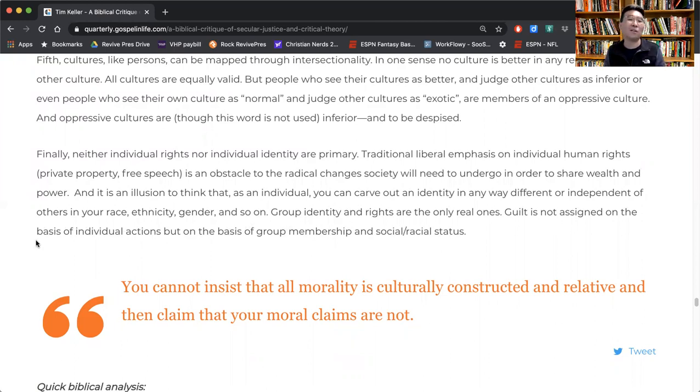Guilt is not assigned on the basis of individual action, but on the basis of group membership and social and racial status. So they can immediately say, oh, you're male, you're white. Okay, well, you're in one group, and we can just judge you, and we can know where you are, because it's like we could replace the Bible, we could replace the Ten Commandments, we can replace even fairness, because fairness isn't what's important. Power, equality is what's important.